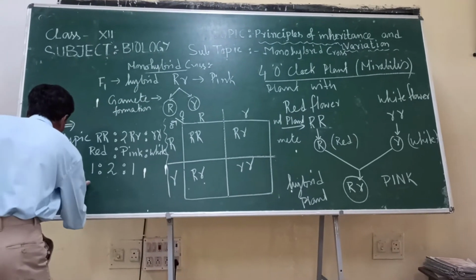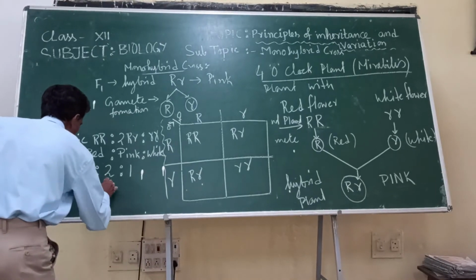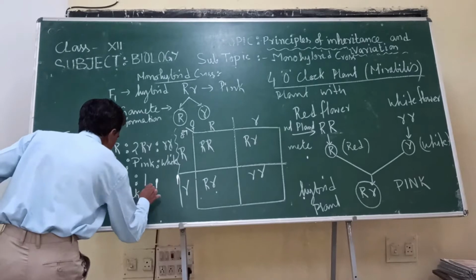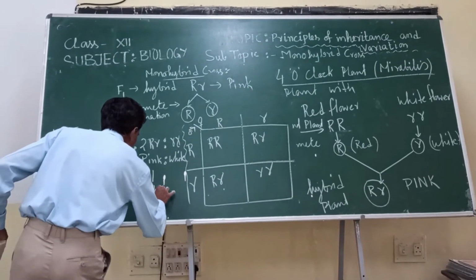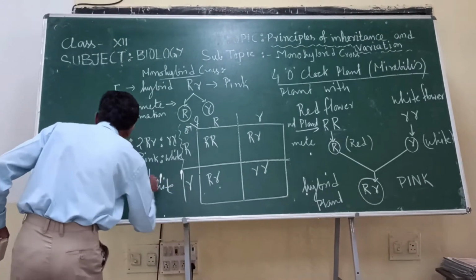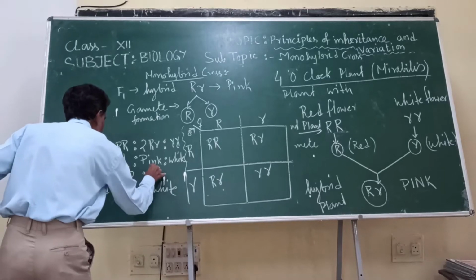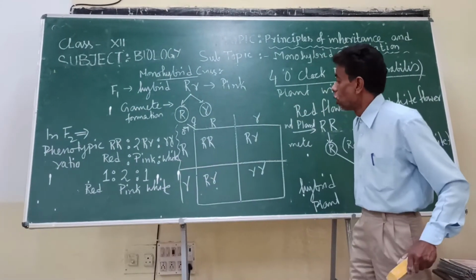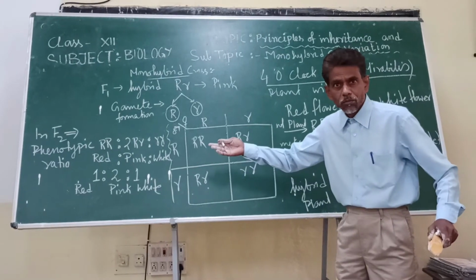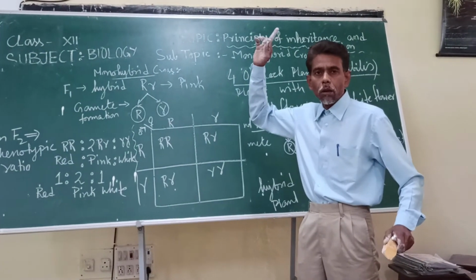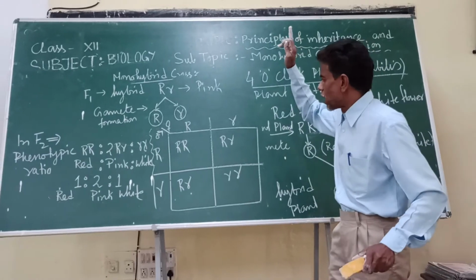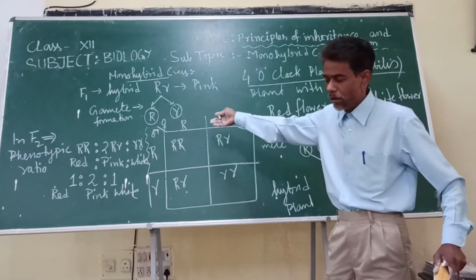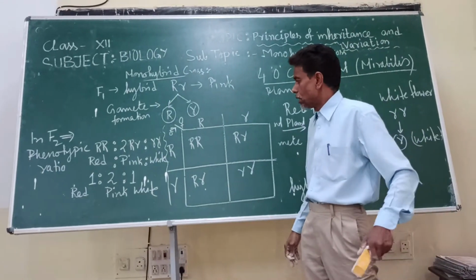This one is red, pink, and white. This one is white. Is that very clear to you? So, what is the difference between Mendelian inheritance and this, which we call non-Mendelian inheritance, other than Mendel's? We shall come to the difference.